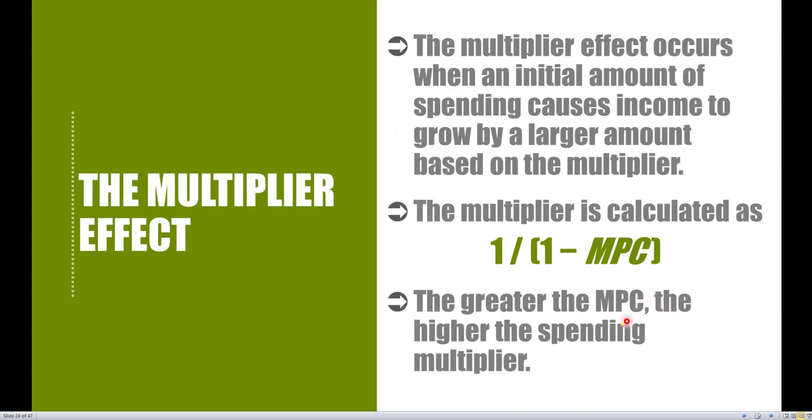So if we are a more consumer-based economy, like we are here in the United States, we have a very high MPC. That tells us that the spending multiplier is going to be extraordinarily high as well, compared to a country like Japan. Japan is known as a nation of savers, so the MPC value is going to be relatively small, which tells us that the spending multiplier isn't going to be as big.